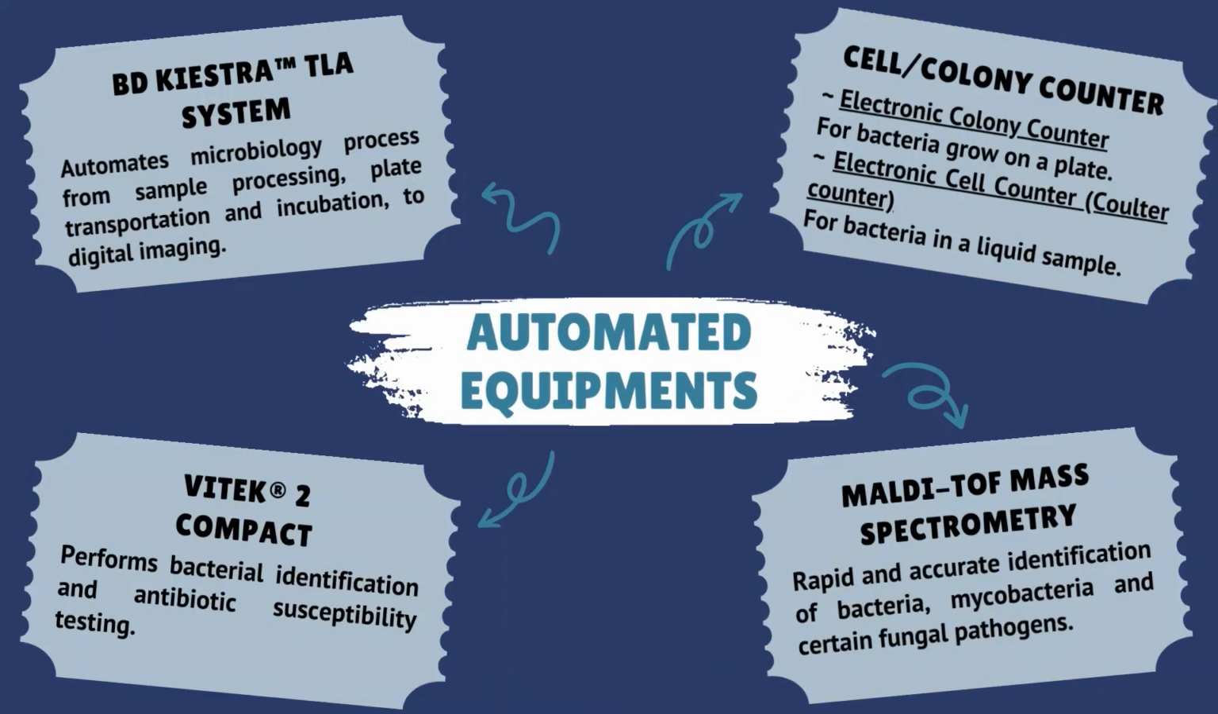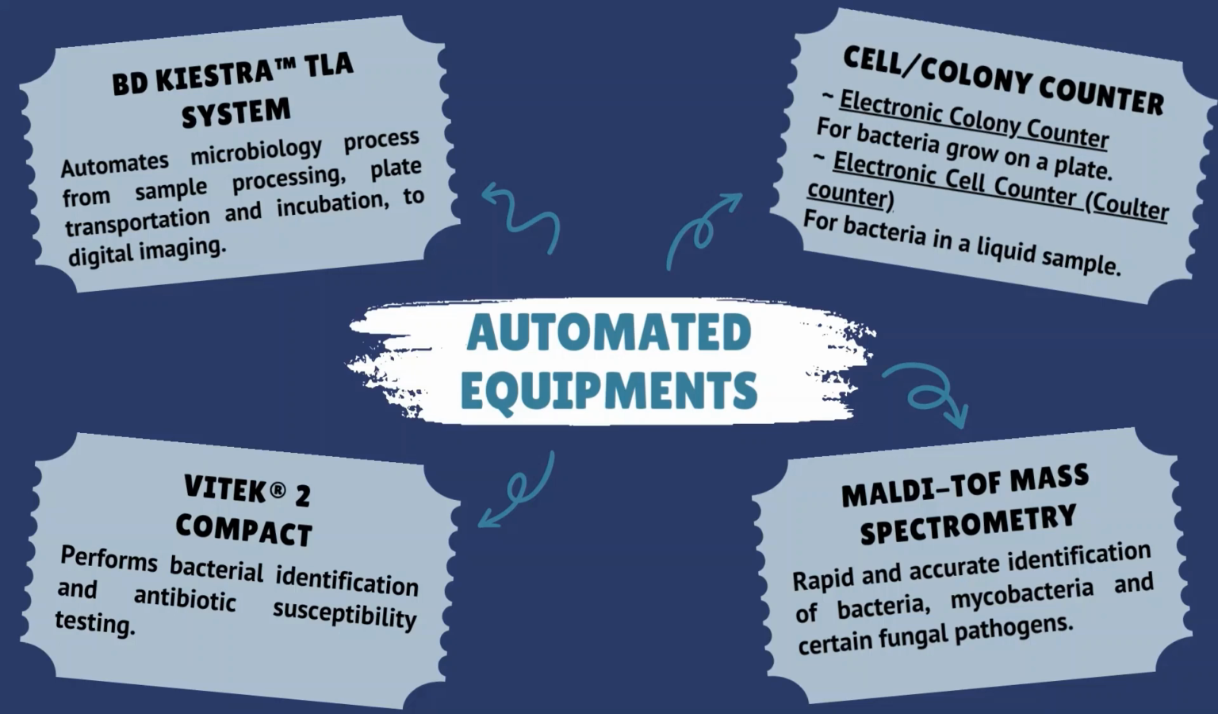And then we move on to automated equipment. First is the total laboratory automation system, such as BD Kiestra. This equipment is a two-way conveyor linked to all working sites in the microbe lab. Second is the cell colony counter. The electronic colony counter is used to calculate bacteria colonies formed on a plate. The electronic cell counter is used to calculate bacteria cells in a liquid sample.